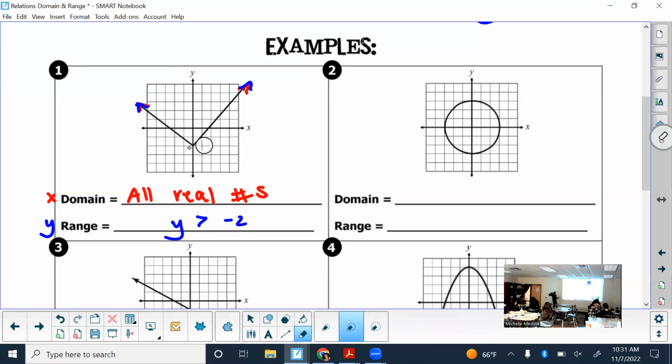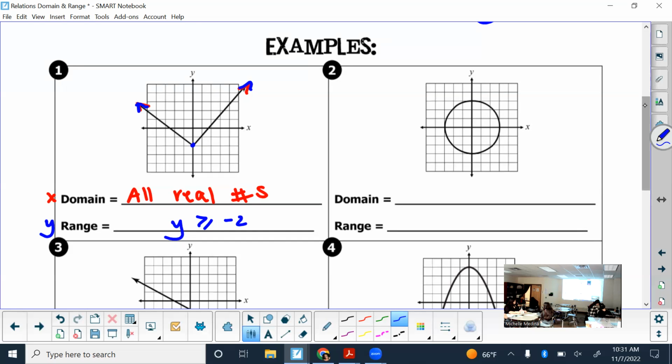Does it touch the -2? Yes, it has a solid line on the -2. It does touch, so it's also going to be equal to. So we're saying that for the range, it's y greater than or equal to -2. Question? All right. So that might look weird, but we're basically just saying that if I were to pick every single coordinate off this graph, all the y's would be greater than or equal to -2.